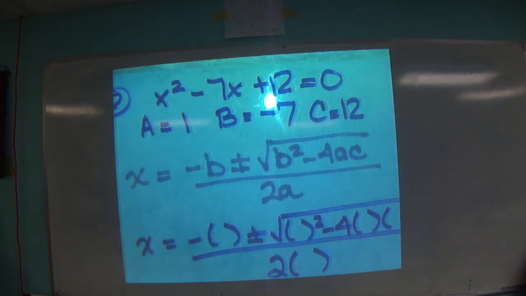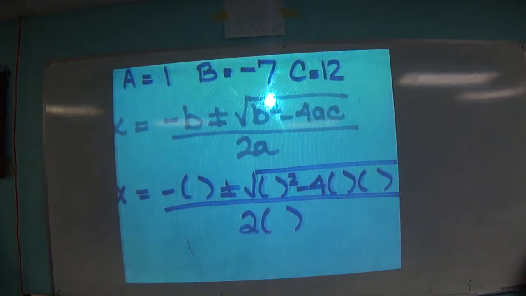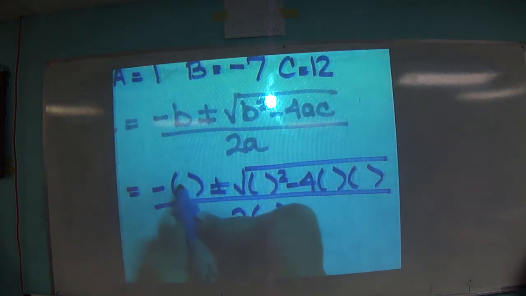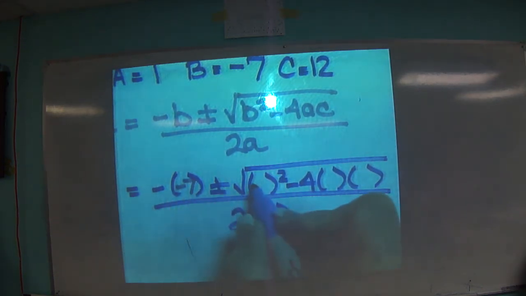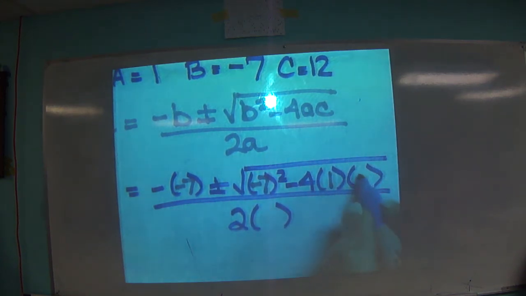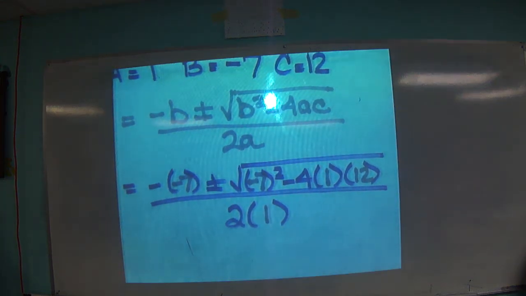So put your parentheses everywhere you're going to have a letter. And you know it's x equals, all right? Then substitute. What's b? Negative 7. b is negative 7. What's a? 1. What's c? 12. So all we did, once you had the parentheses in place, all you did was substitute the a's, b's, and c's you'd already identified.